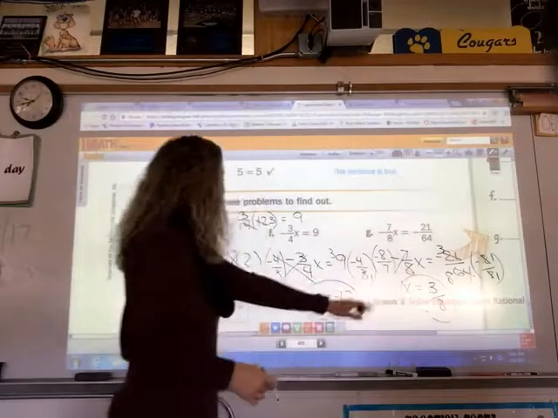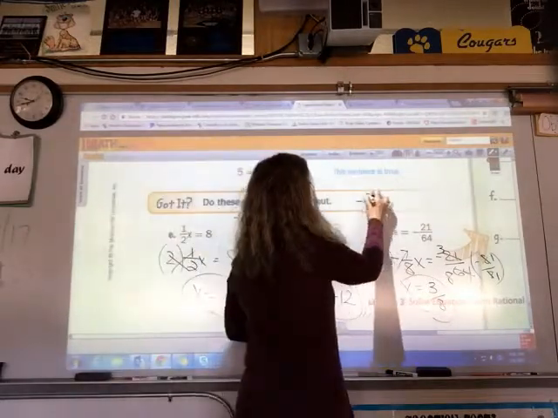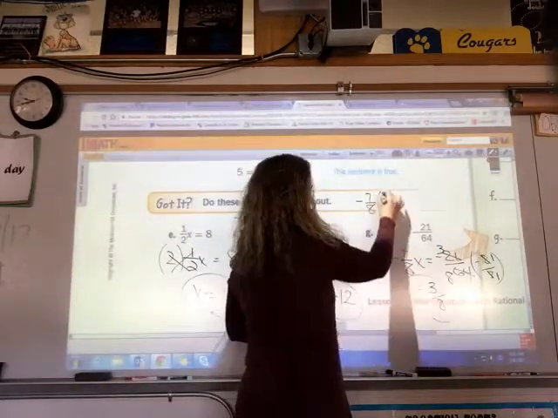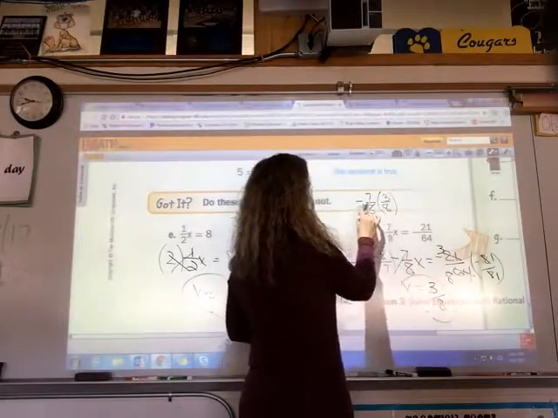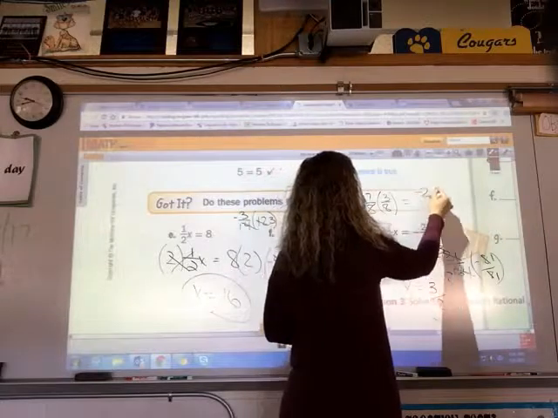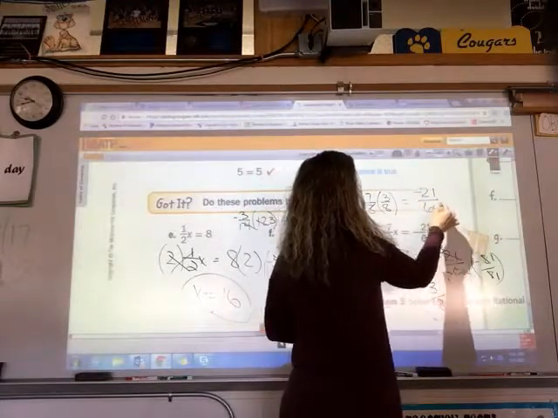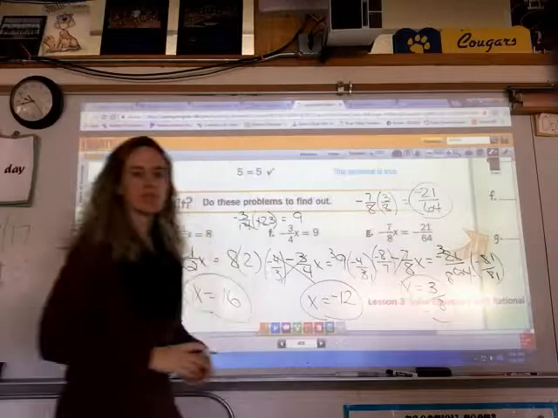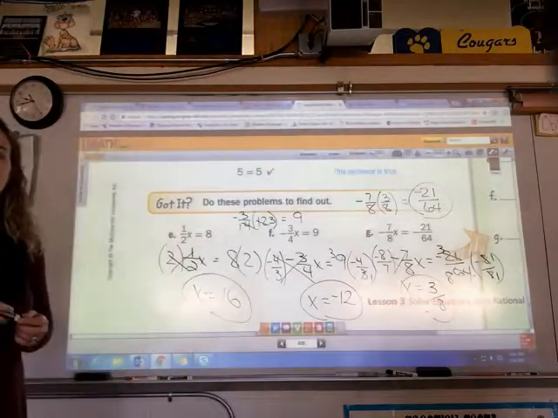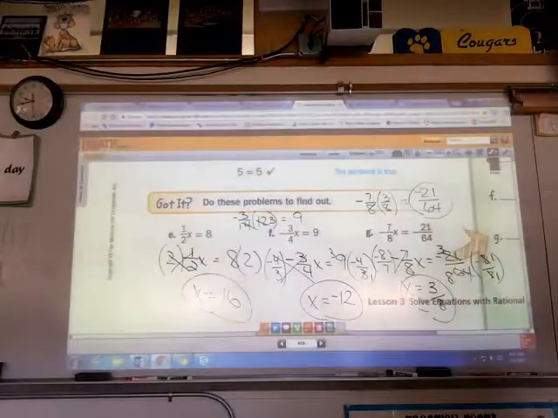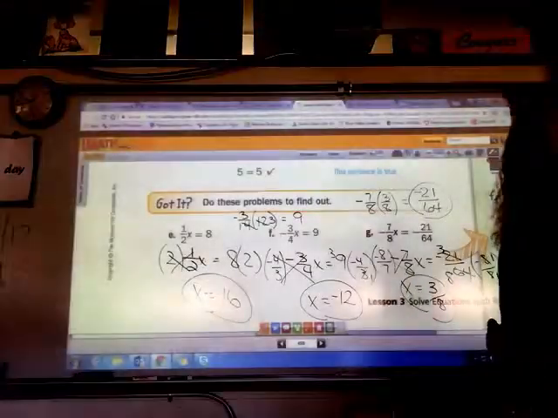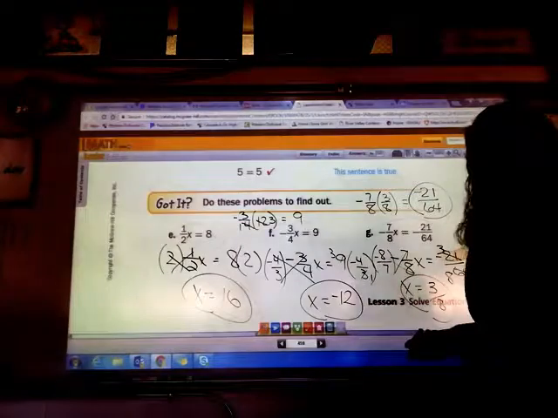Now I can go back and check those. -7/8 times 3/8. Okay, so -7 times 3 would be -21. 8 times 8 is 64. And that does work out. So those are a couple examples with fractional coefficients. Again, when your coefficient is a fraction, one thing you want to remember is you never divide fractions. We always multiply by the reciprocal.